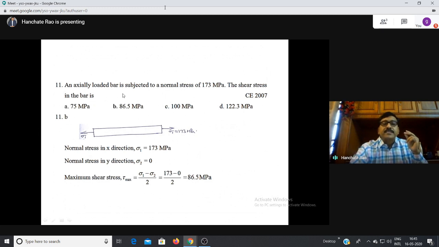Where does this plane act? The shear plane is at 45 degrees to the vertical plane. So this is the plane on which the major principal stress, only one principal stress, is acting. So it will act at 45 degrees to this plane, on which the shear stress is maximum.